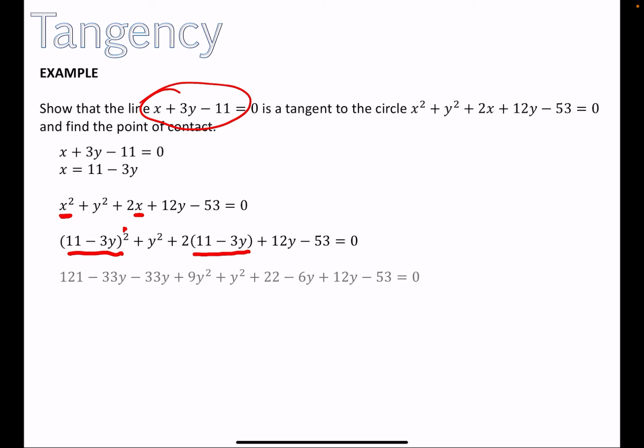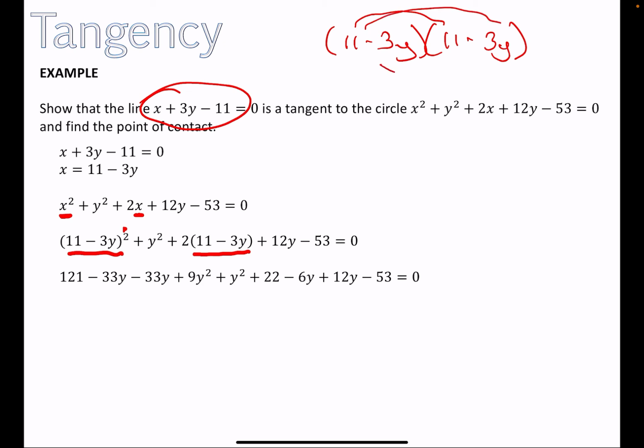It's FOIL, so we have to multiply it out properly, okay? So 11, and you might want to write this out properly. This is going to be 11 minus 3y times 11 minus 3y. When we do that with FOIL, we get the 121, and then we get minus 33y, and then we get another minus 33y, and then we get a plus 9y squared, okay? Move on to the next bit, we've got the plus y squared. Multiply out the second bracket, you've got 22 minus 6y, and then you've still got 12y and the minus 53.